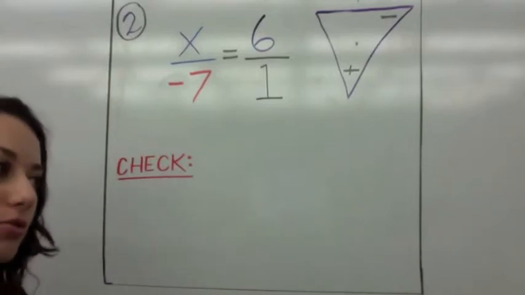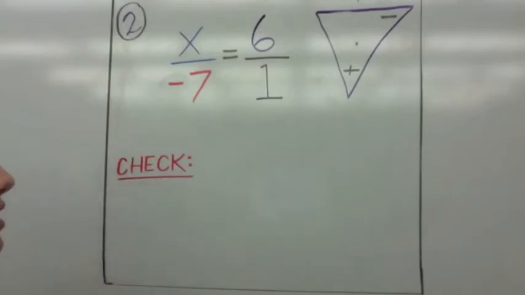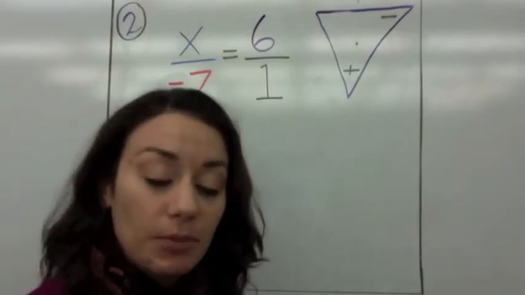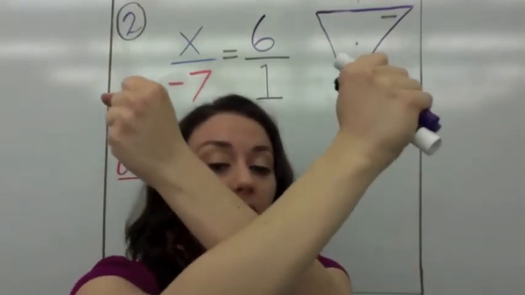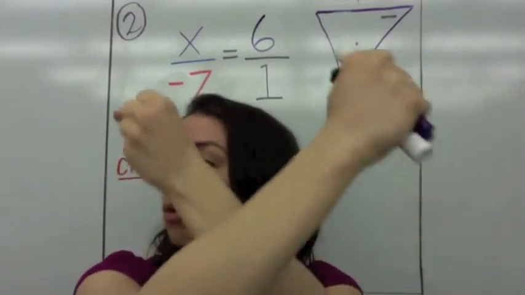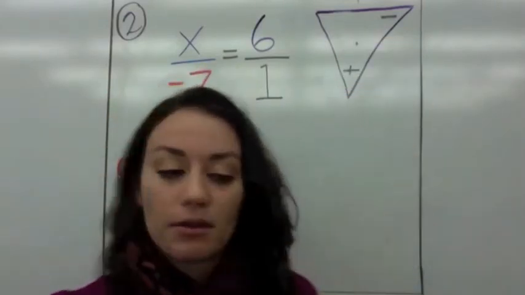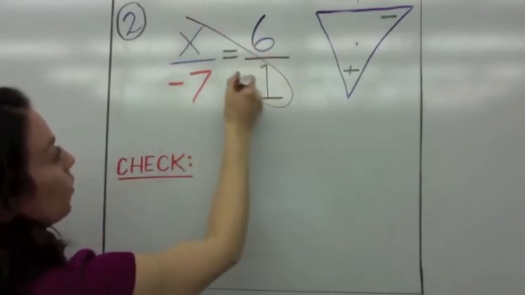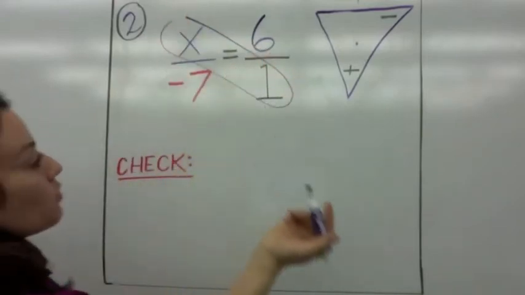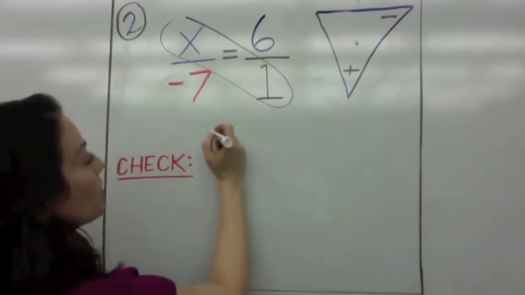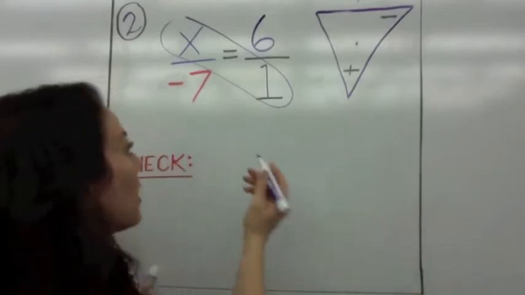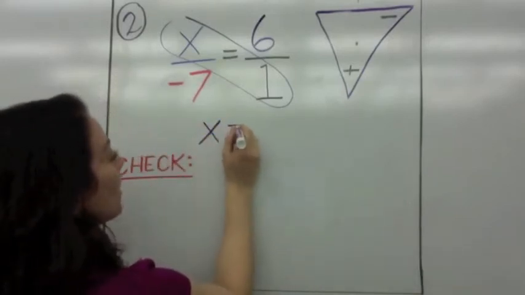Now what can you do to solve this equation? What's the opposite of division? It is multiplication. You're going to cross multiply. Say it. Cross multiply. So you start with x times 1. Any number times 1 is itself. So x times 1 is x.